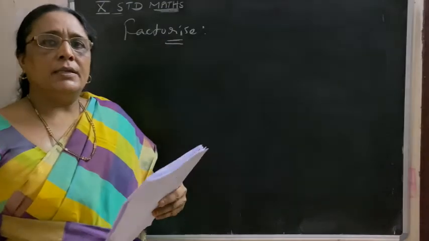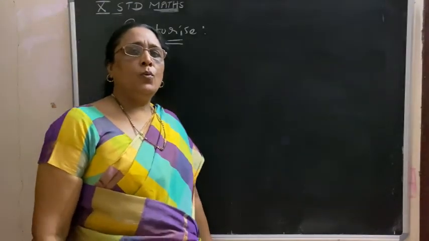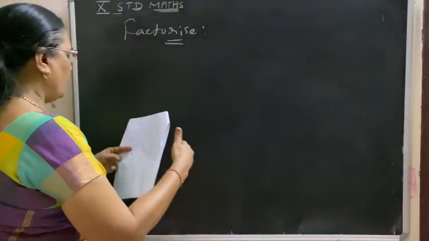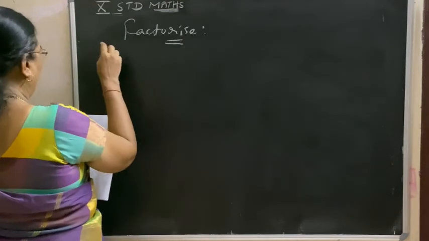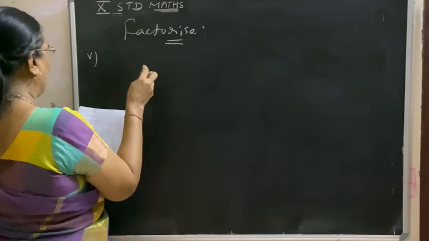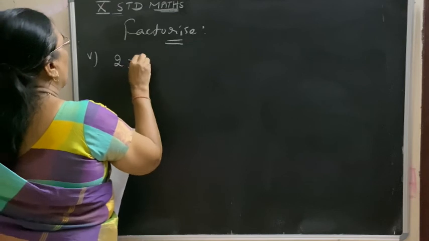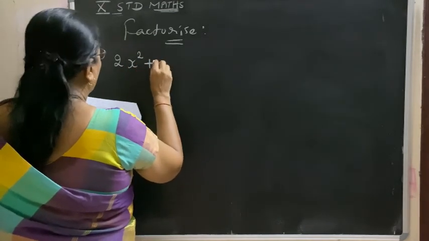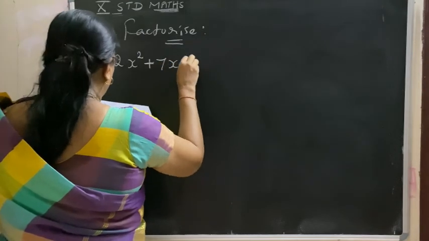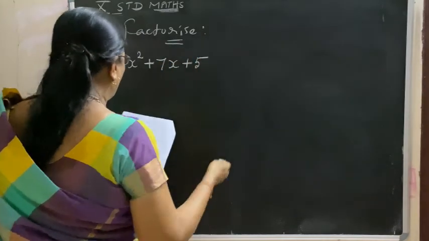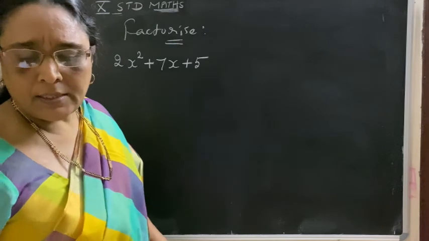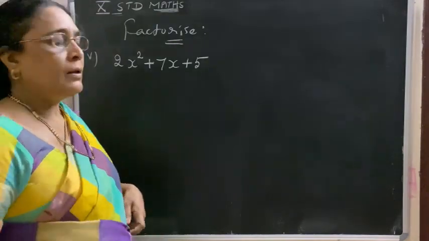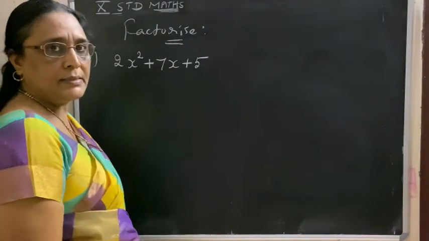Next we are going to see the next type of the quadratic polynomial, how to factorize the next type. That is the fifth type: 2x square plus 7x plus 5. Now how to factorize this?